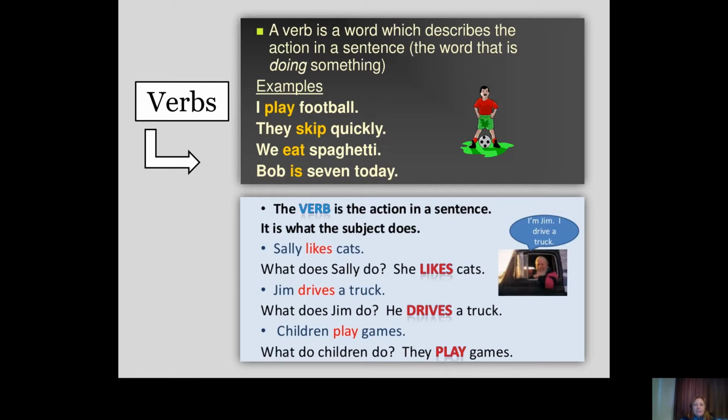Okay, the action being what the subject does. Okay, so Sally likes cats. Sally is a subject and she likes, it's what she does. Okay, she's not throwing, she's not jumping, she's not skipping, she's liking. Okay, so that's a verb in itself. Jim drives a truck. And you can pull it apart. What is the action? So you can say, what does Jim do? Drive. So there's our verb. Okay. Children play games. What do children do? They play. Okay. So you can help children to draw it out with the questions you use. Again, you open questions there.